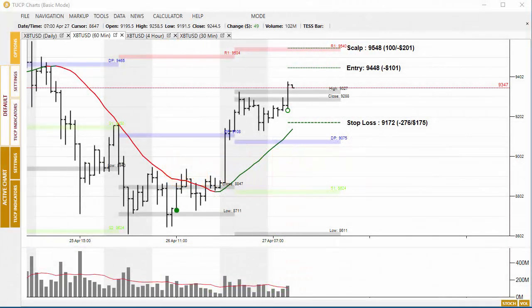Welcome to this video on the Bitmex calculator that is built into the TUCP trading software.